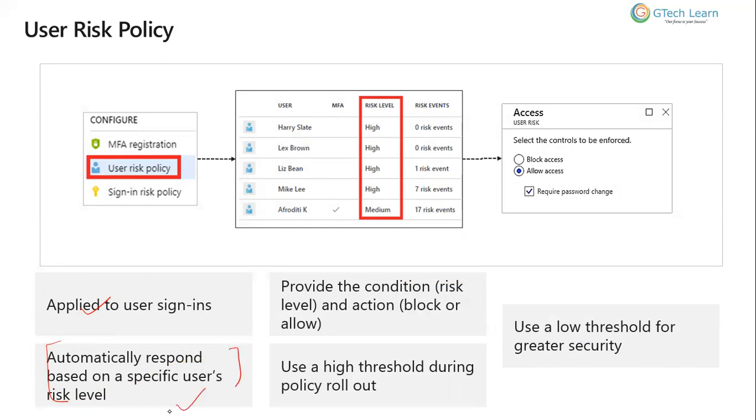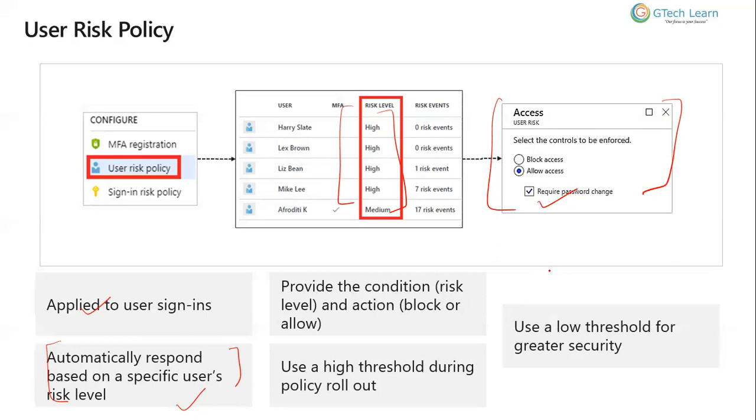So what is the user risk policy? The user risk policy detects the probability that a user account has been compromised by detecting the different risk events that are atypical of a user's behavior. According to those, it will give you the user risk details, and you can see the risk level, and then you can accordingly allow or block the access, and you can go with the required password change option as well.